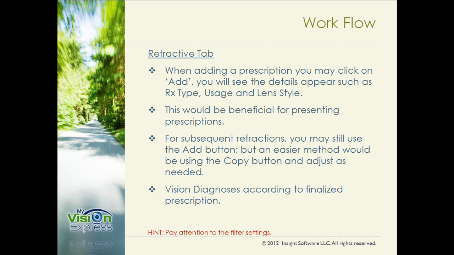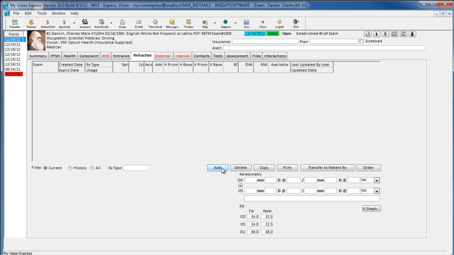Now, for each refraction, you may use the Add button, but an easier method would be using the Copy feature to copy the refraction and adjust when it's needed. So I'm going to go into the refractive tab. I already have my exam open with Charles Darwin, so I'm just going to jump into the refractive tab.